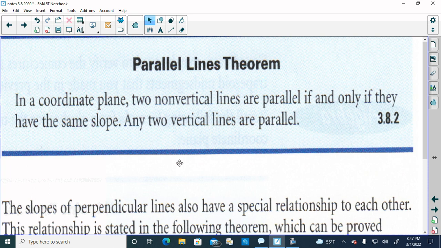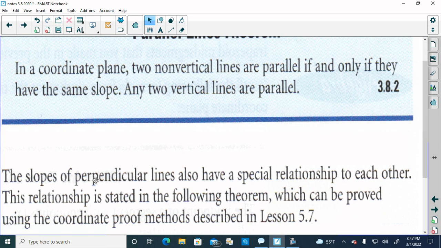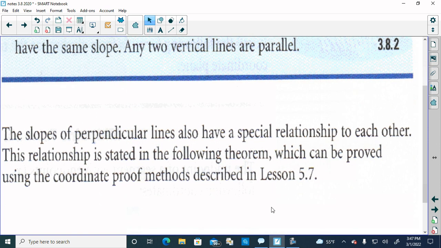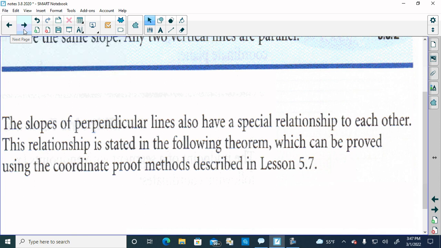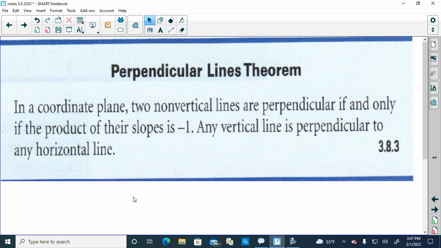Moving on to the next one now, which is perpendicular. The slopes of perpendicular lines also have a special relationship to each other. The relationship is stated in the following theorem. Going on to the next page, if you need to pause this video to write perpendicular, do that. Perpendicular says in a coordinate plane, 2 non-vertical lines are perpendicular if and only if the product of their slopes, and product means to multiply, equals -1. They also say any vertical and horizontal lines would be perpendicular to each other.